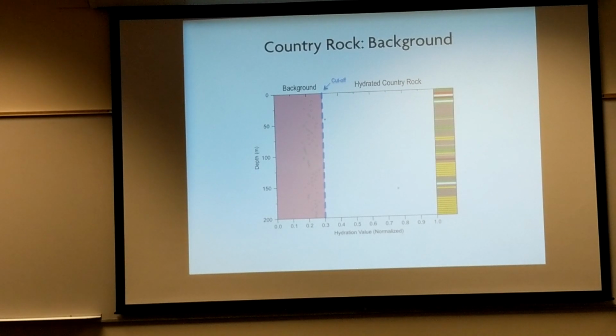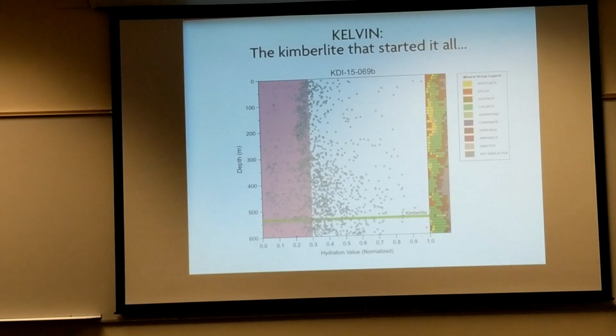So what we're going to do now is start looking at what happens when you collect this data and produce a hydration value, what it looks like around kimberlites that we're all familiar with. The first one I started with was the Kelvin kimberlite. Kelvin had a lot of drilling, and there are a lot of rocks that go through crustal rocks in Kelvin, and this is one of them.